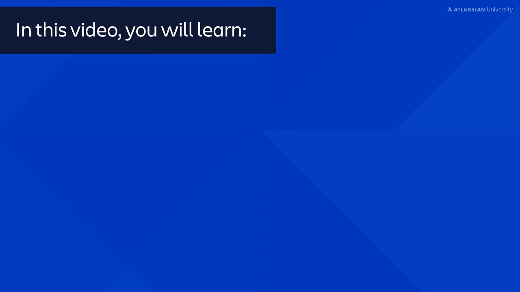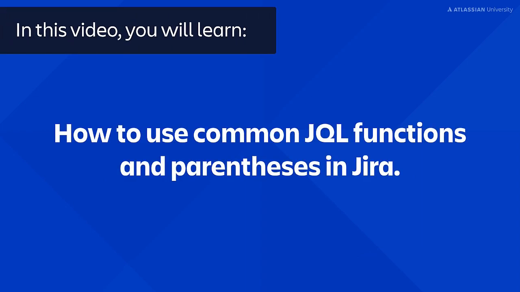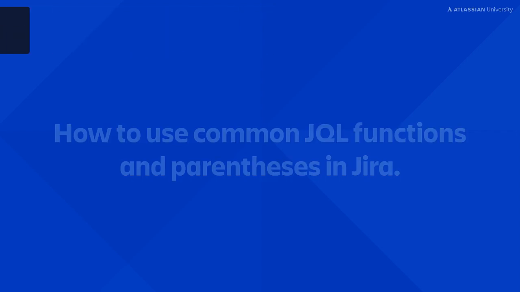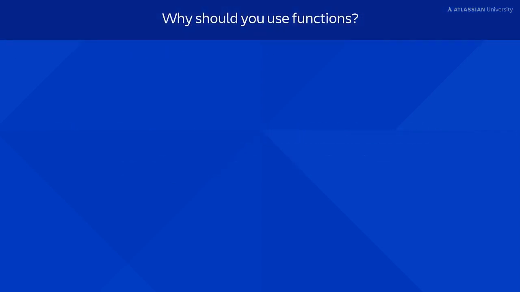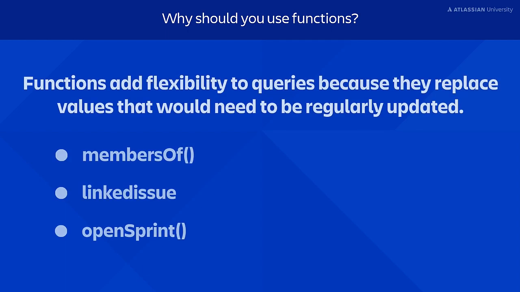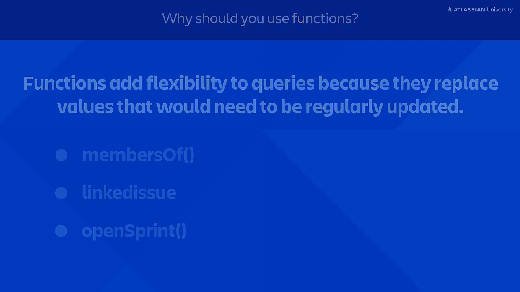In this video, you will learn how to use common JQL functions and parentheses in Jira. First, let's consider why you should use functions. Here are some examples. Functions add flexibility to queries because they replace values that would need to be regularly updated. This is quicker and more flexible than searching for a specific value every time.